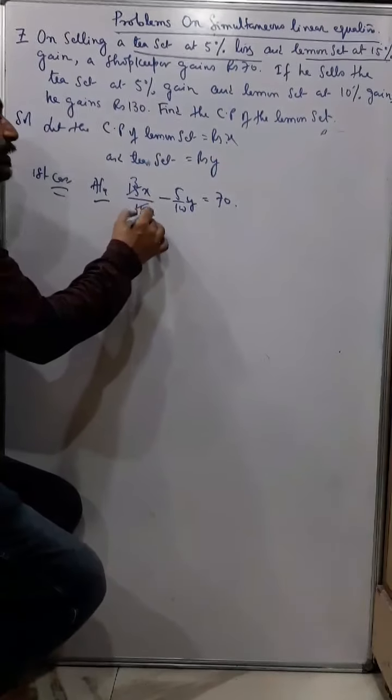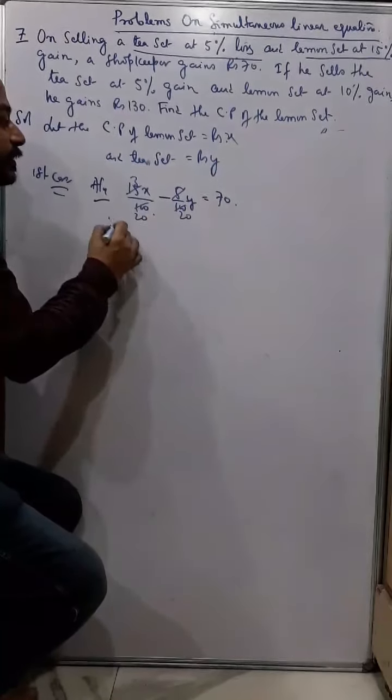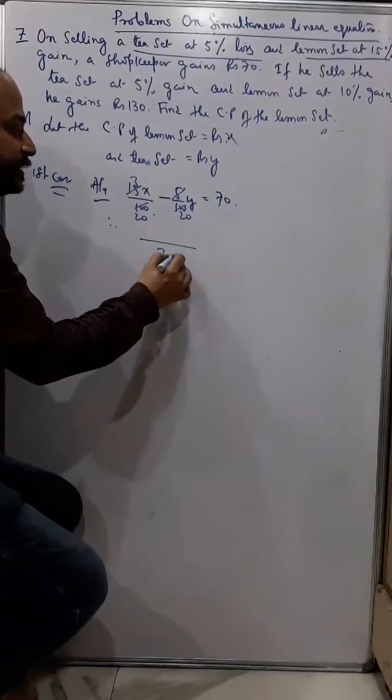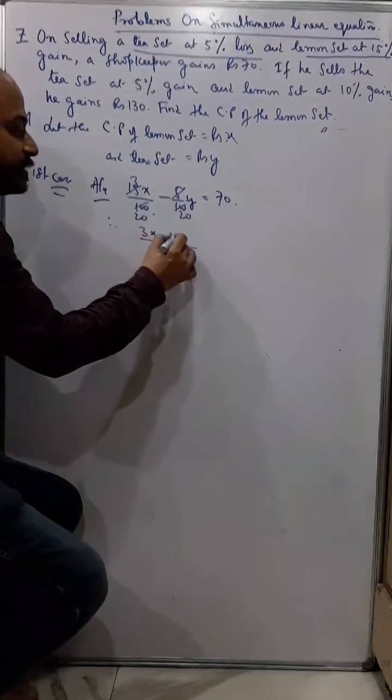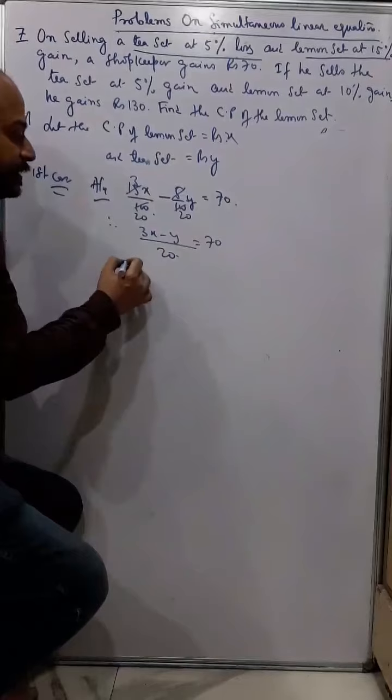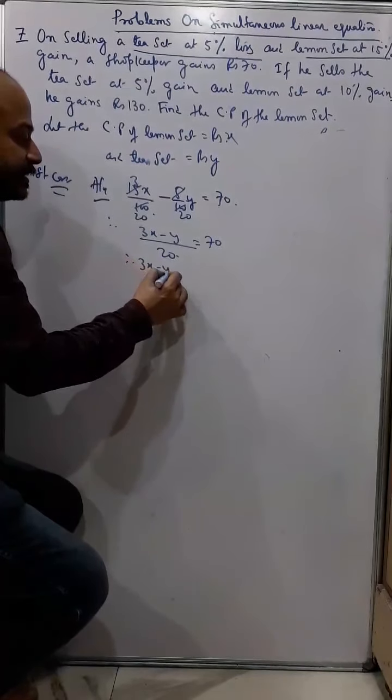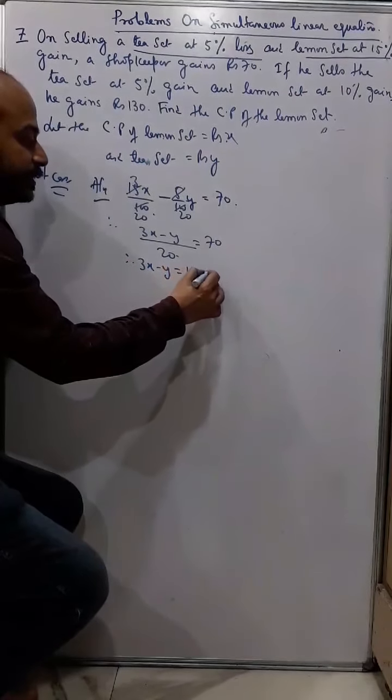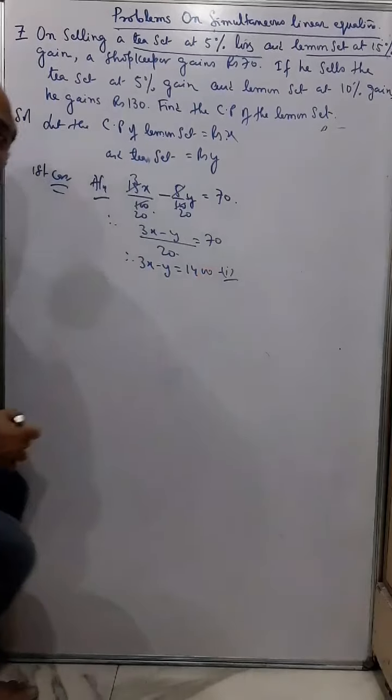So 15% is 3 by 20, and 5% is 1 by 20. So finally I can take 20 as the LCM. So I get 3x minus y is equal to 70, and finally I get 3x minus y is equal to 1400. So this becomes my first equation.